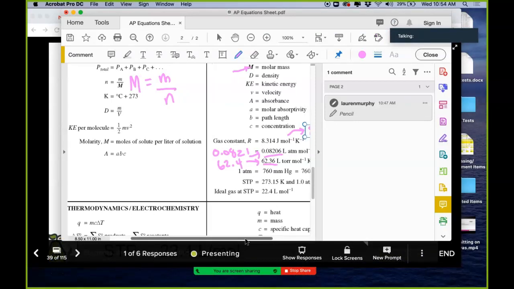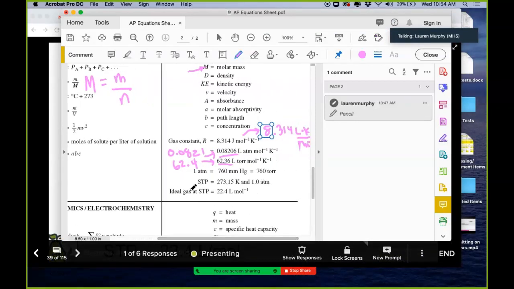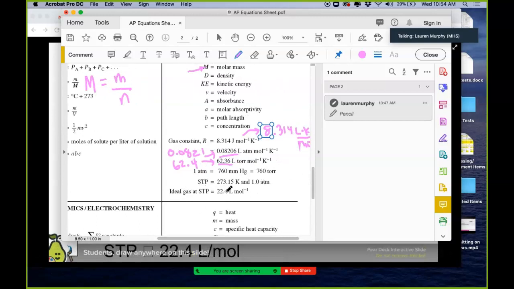it says ideal gas at STP is 22.4 liters per mole. Remember that -1 means per mole. 22.4 liters per mole. Ideal gas at STP. This is known as molar volume.